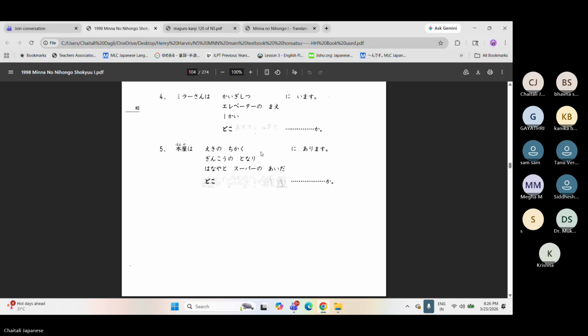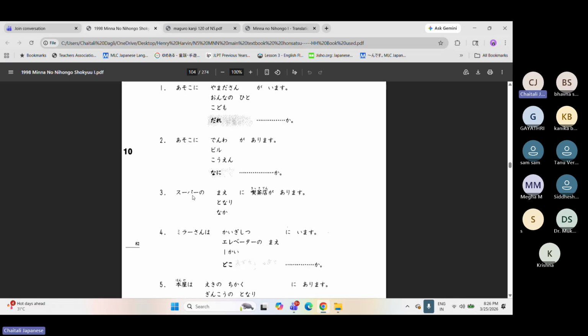Sensei, can you please just look at the third one once again because it has ga and ni both. Yeah, so Supa no mae ni kissaten ga arimasu.